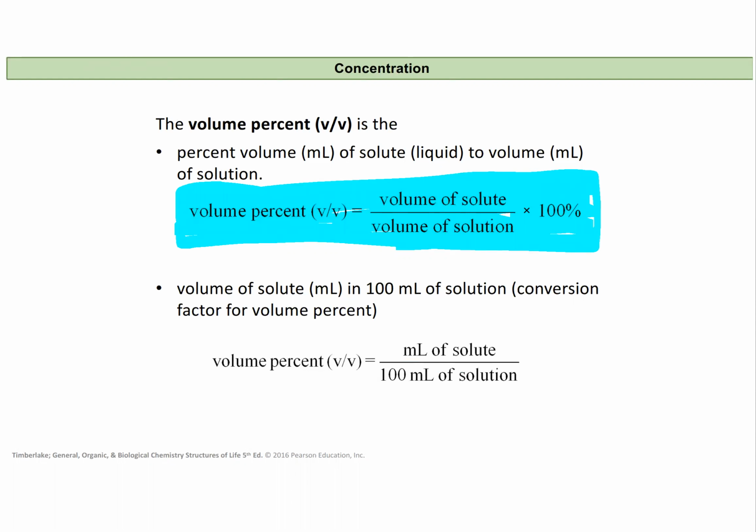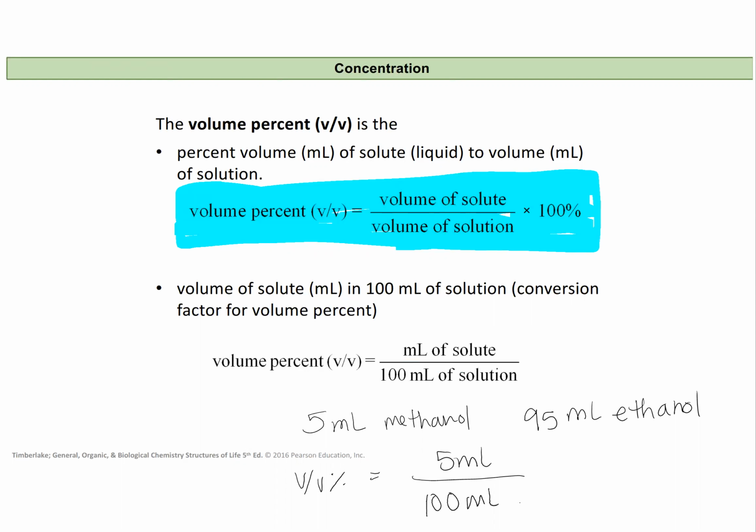So if I had something like 5 milliliters of methanol combined with 95 milliliters of ethanol, I would say that my volume per volume percent would be equal to that 5 milliliters of methanol divided by 100 milliliters of solution. Again, my 5 milliliters is the smallest volume I have of these two that are mixing, and so it's going to actually be the solute. And then I multiply this by 100 to get 5%.